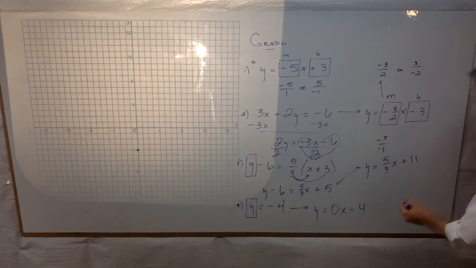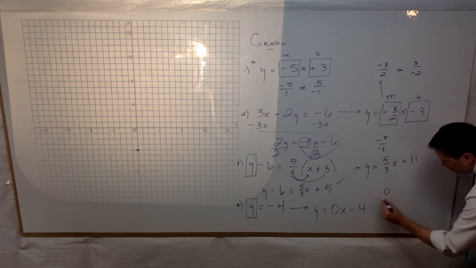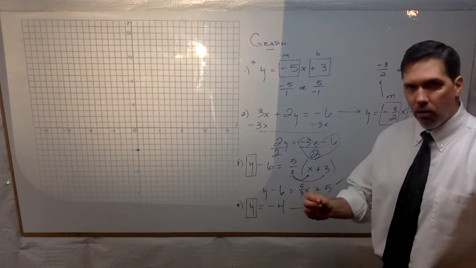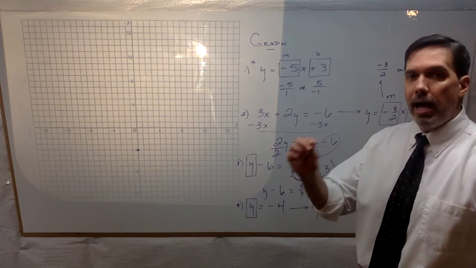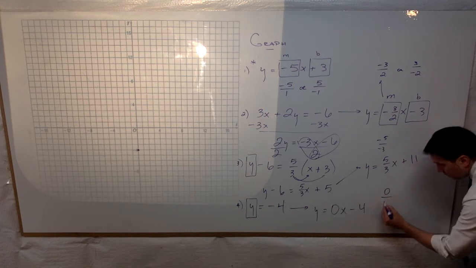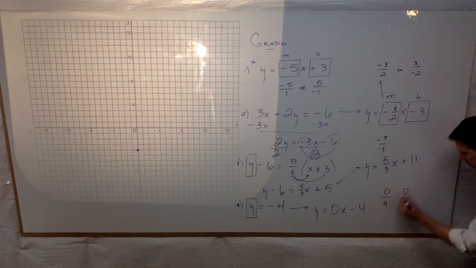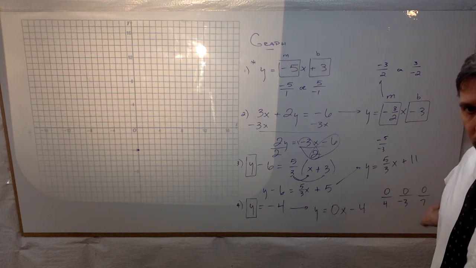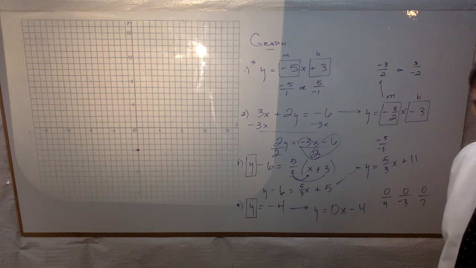How do you write the number 0? Well, some people think it's 0 over 0. That's not true. 0 can be represented as 0 over any number but 0. So you could put 0 over 4 if you wanted to. You could put 0 over -3. You could put 0 over 7. Any of those work as far as our slope is concerned because they're all equal to 0.